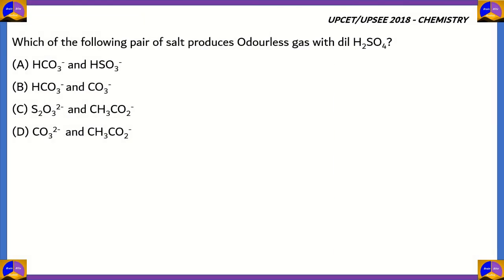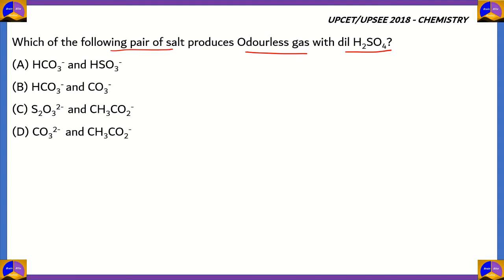Now let's look at some questions of chemistry. Which of the following pair of salts produces odorless gas with dilute H2SO4? We have HCO3 minus and HSO3 minus, HCO3 minus and CO3 2 minus, S2O3 2 minus and CH3CO2 minus, CO3 2 minus and CH3CO2 minus. So let's look at the following options.